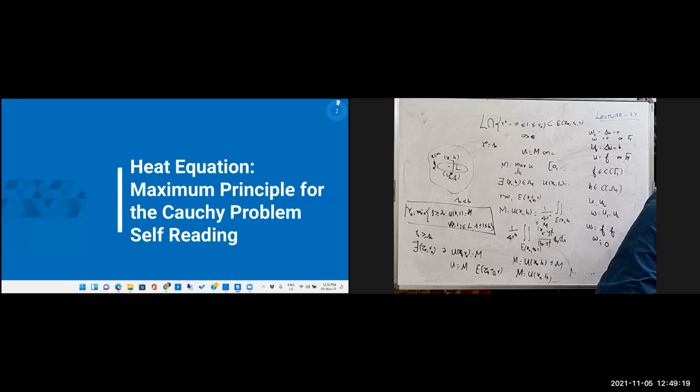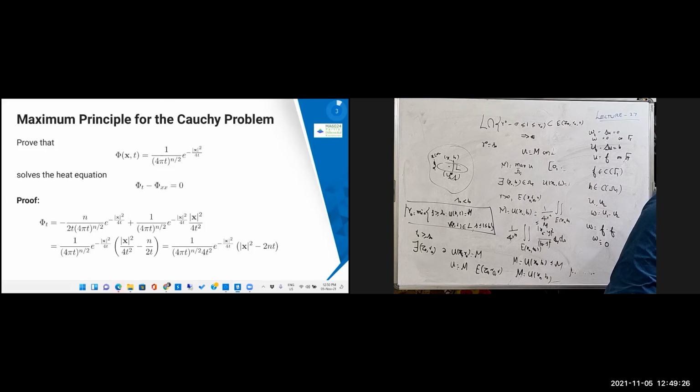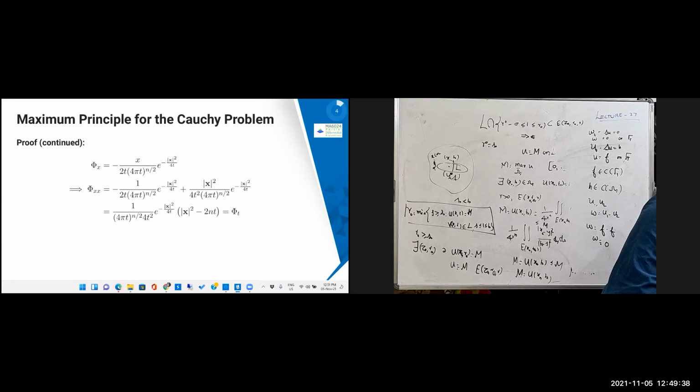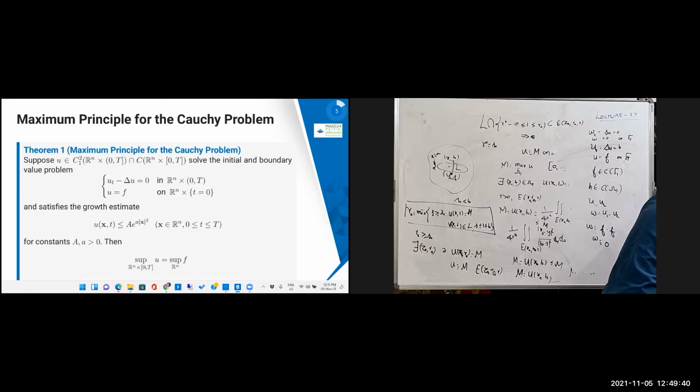Okay, so this problem I'm just giving it to you as a self-reading. I'm not going to give the proof of this one. Similar kind of thing, what you can do is that you can just prove this one. Phi of x comma t equal to (4 pi t) power n by 2, e power minus x square. So this we can prove that phi t minus phi x equal to 0. This I just give it to you as a self-exercise, self-reading one. Okay, the proof is given.